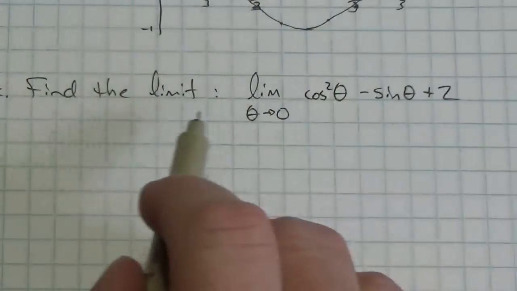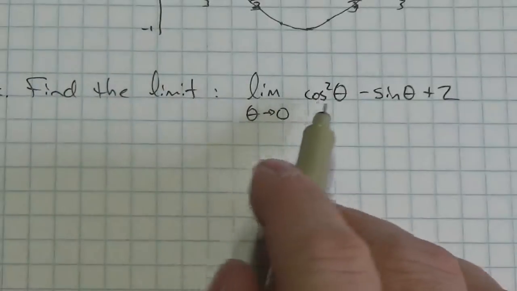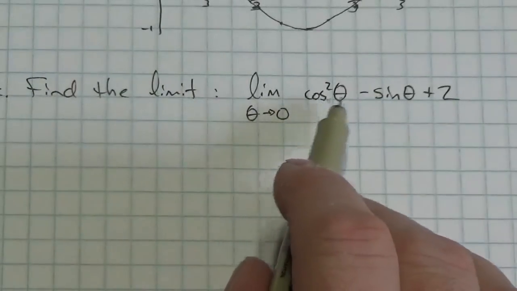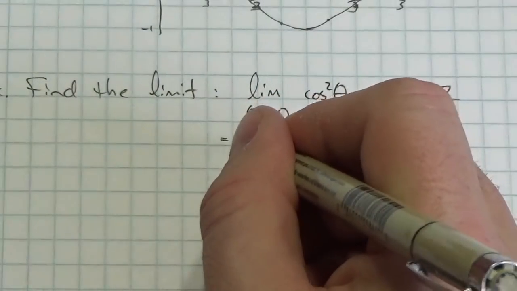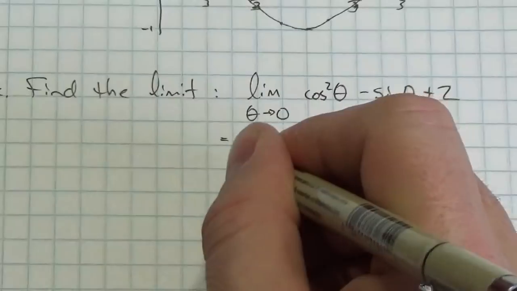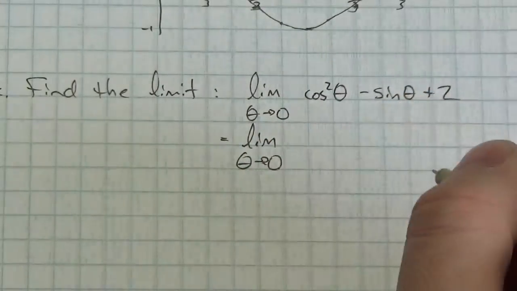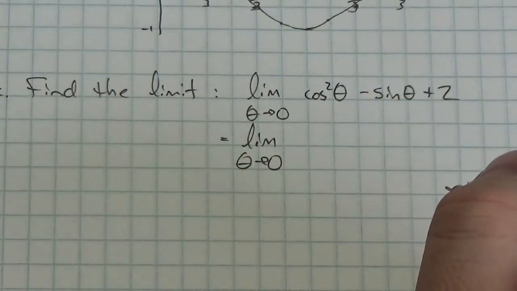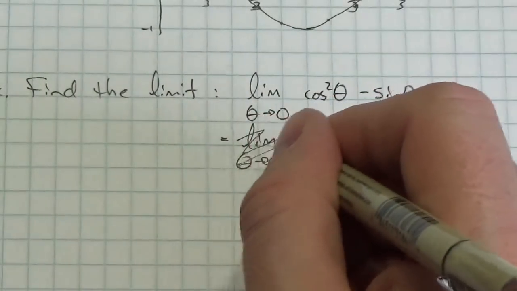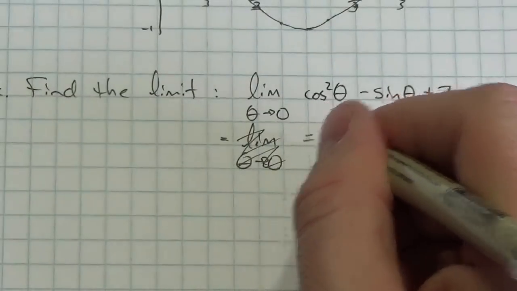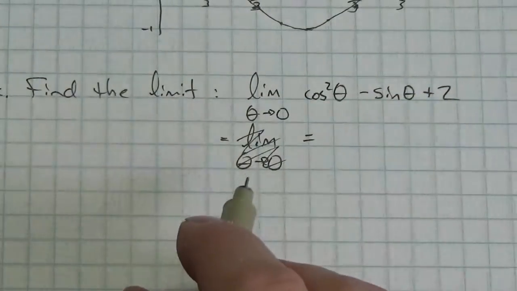So let's say we're going to take the limit as theta approaches 0 of a function that looks like this, the cosine squared of theta minus theta plus 2. Okay, well, we know that this is going to equal the limit as theta approaches 0. Oh, actually, I don't even need to write that down. My mistake. Because I will just simply take the limit, since I can do that right now.